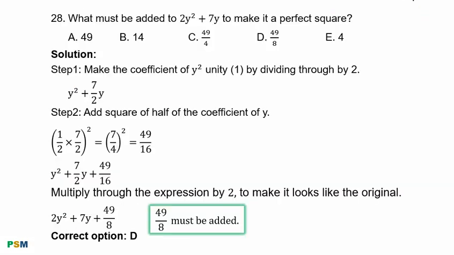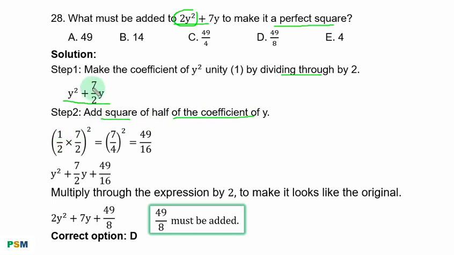Question 28. What must be added to 2y squared plus 7y to make it a perfect square? Solution. Step 1 is that the first term needs to be a perfect square. To achieve that, you divide through by 2 and you have this result. Second step, add square of half of the coefficient of y. That is 1 over 2.